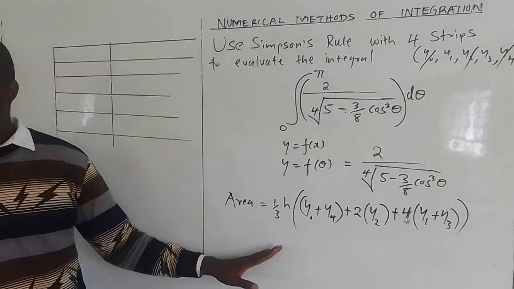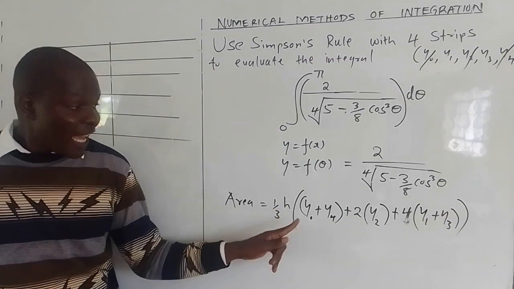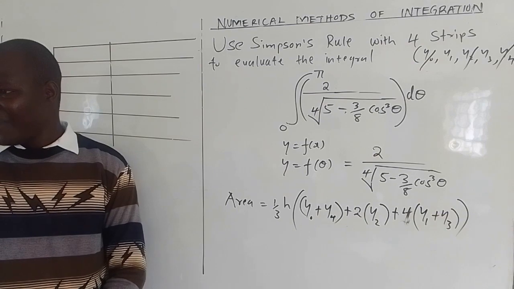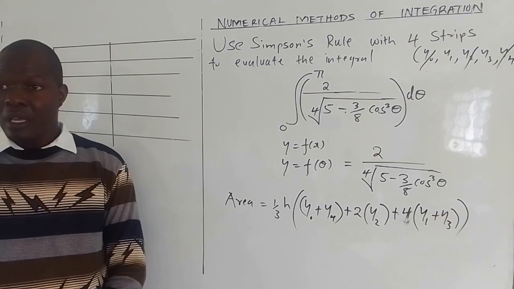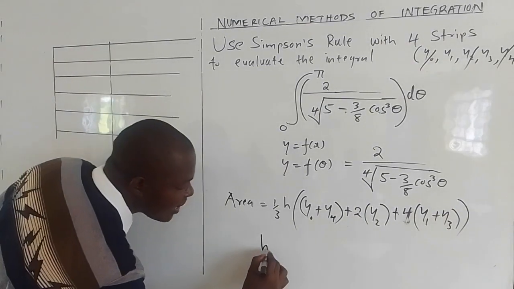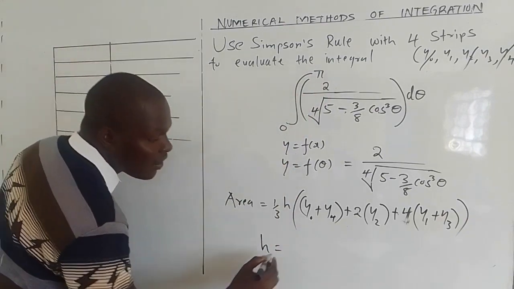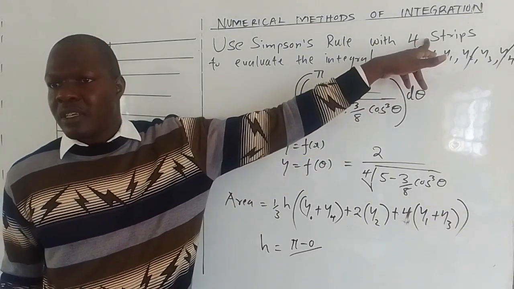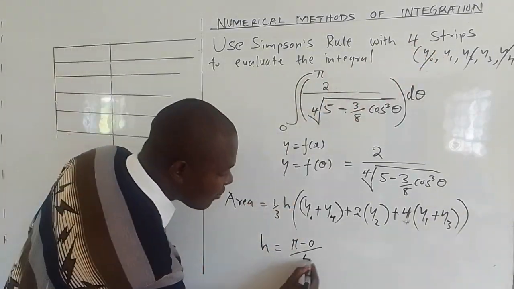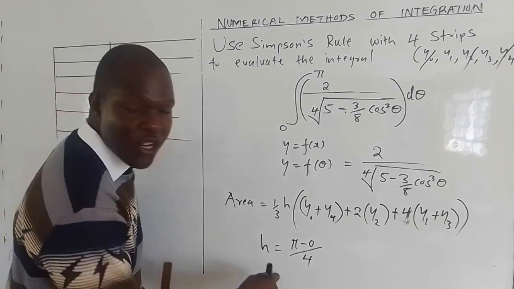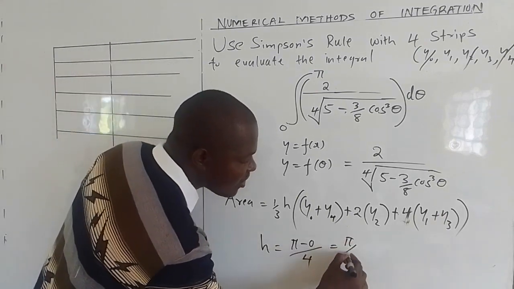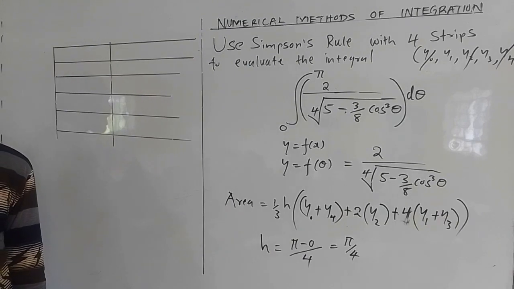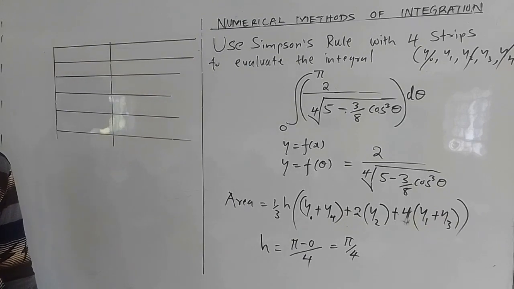So when we are using this, it means we need to get h and then the ordinates y's. Okay? We need to get h and the y. So what is h? We said h is the upper limit minus the lower limit, then we divide it into how many equal parts? 4 equal parts, 4 strips. So pi minus 0 over 4 is just pi over 4. So it means our h is pi over 4. Are we together?